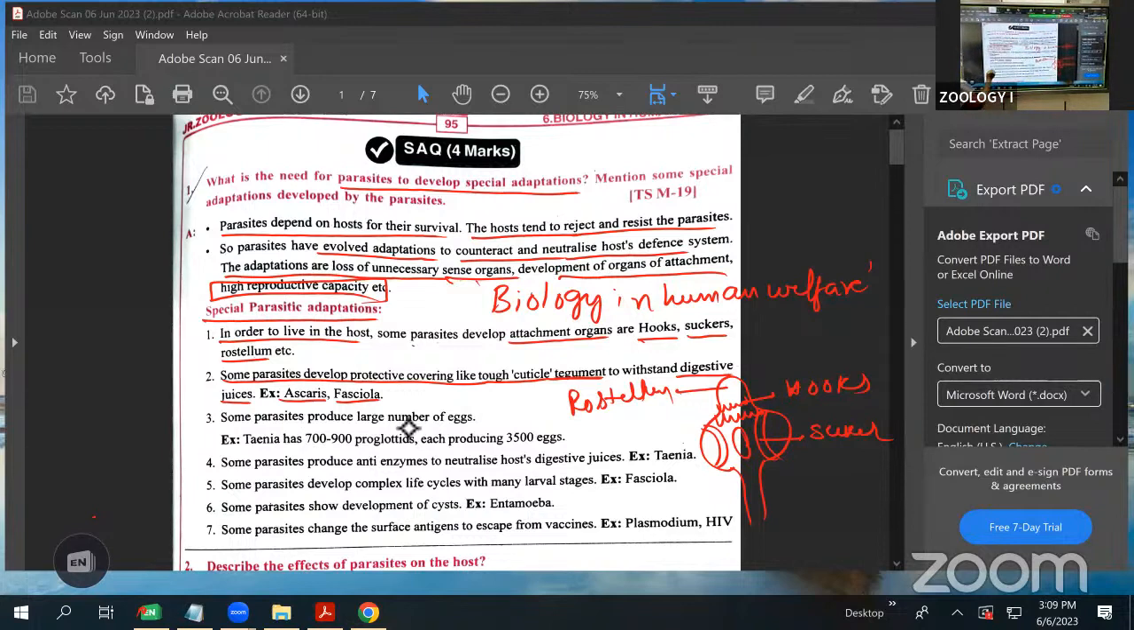Next, some parasites produce a large number of eggs. Parasites produce extra eggs every time. How? The Taenia or tapeworm has 700 to 800 proglottids. So let us see this one. I'm drawing a rough diagram.